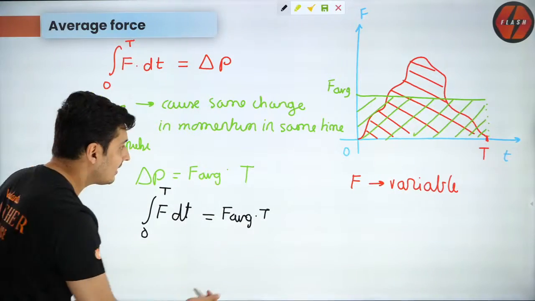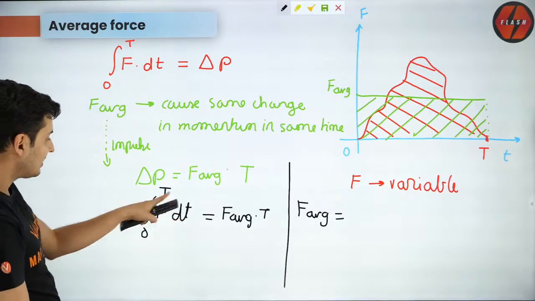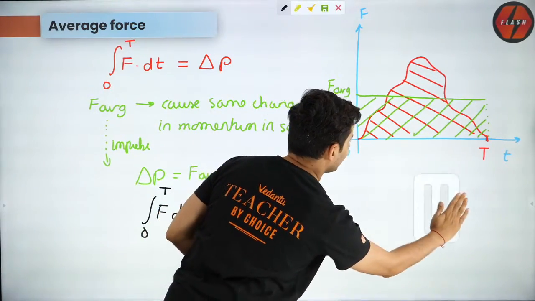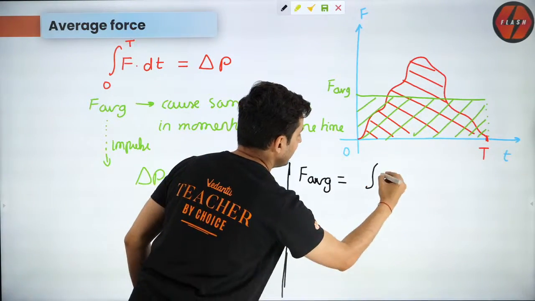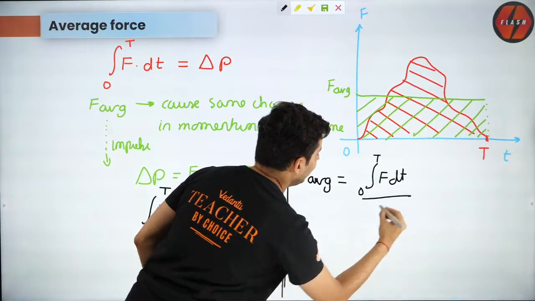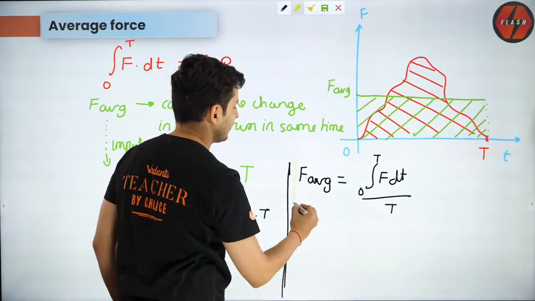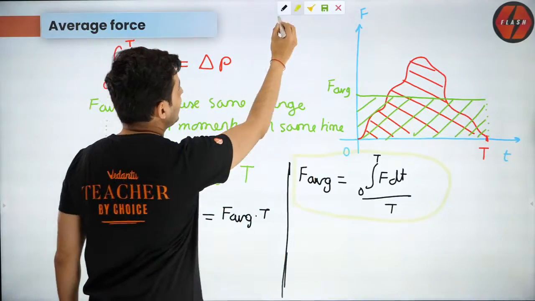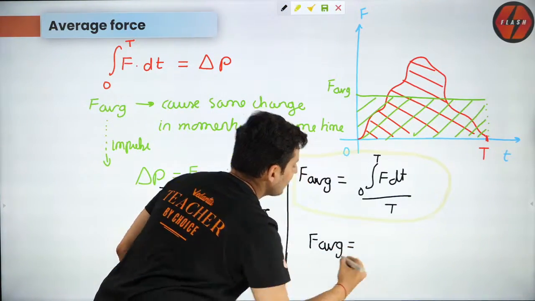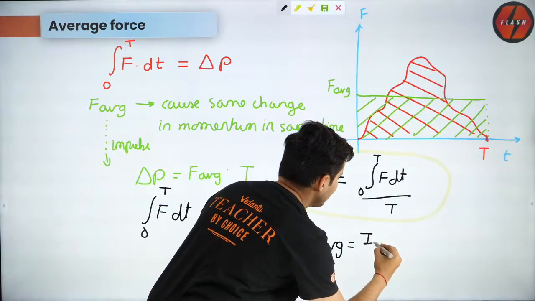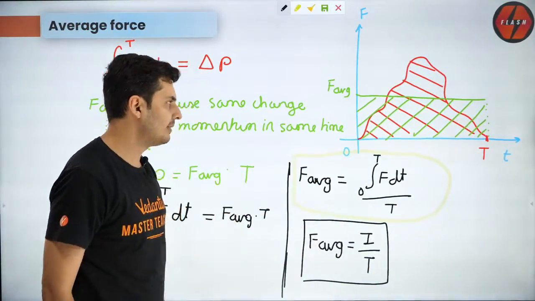Now rearrange this. What will you get? You will get average force is equal to this integral divided by time. So average force is the integral of F dt from 0 to t, divided by that time. That's it. I have found the definition of average force, so you should know this definition, guys. Let me tell you another simple way of looking at it. What is the numerator? Isn't it impulse? That's why I taught you impulse. It's impulse divided by time. So if impulse is given and time is known, you get the average value. I hope this is clear.